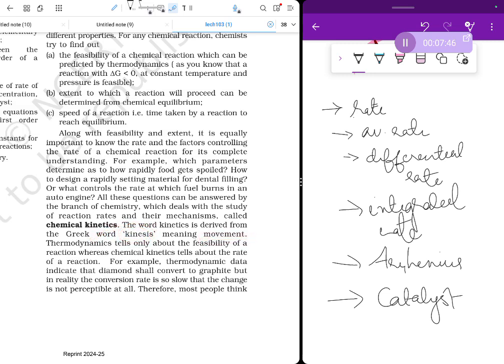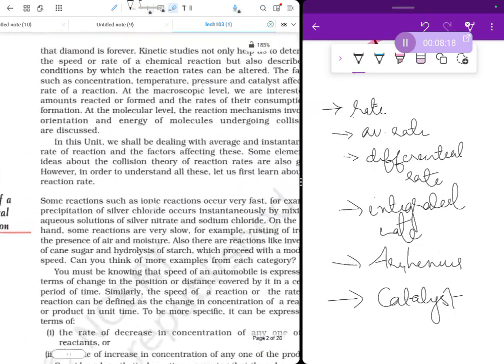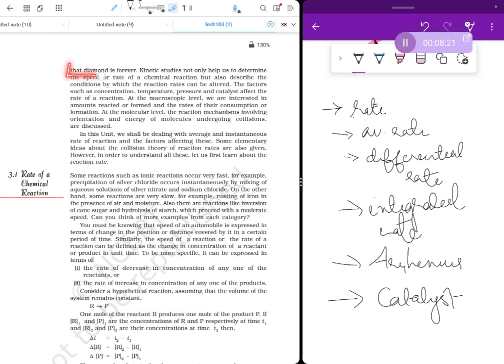Thermodynamics tells only about the feasibility of the reaction, whereas chemical kinetics tells about the rate of the reaction. For example, thermodynamic data indicate that diamond shall convert to graphite, but in reality the conversion rate is so slow that the change is not perceptible at all. Therefore, most people think that diamond is forever.